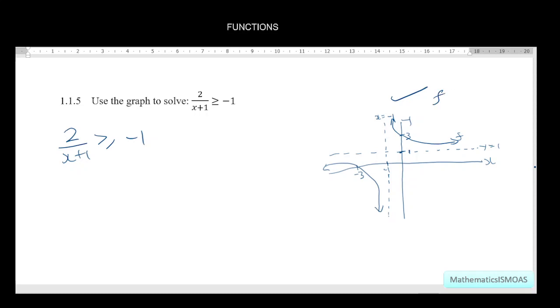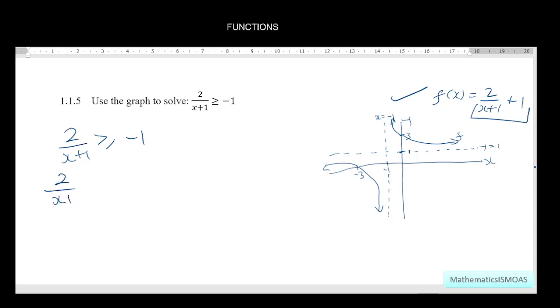Here is the equation for our graph. f of x is equals to 2 over x plus 1, plus 1. Let's look at this expression on the right hand side and compare it with the given inequality. You will see that on the left hand side of the inequality, what is missing is plus 1. So what are we going to do? We are going to add 1 on both sides.